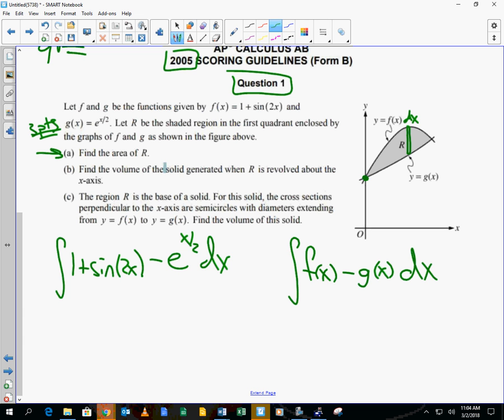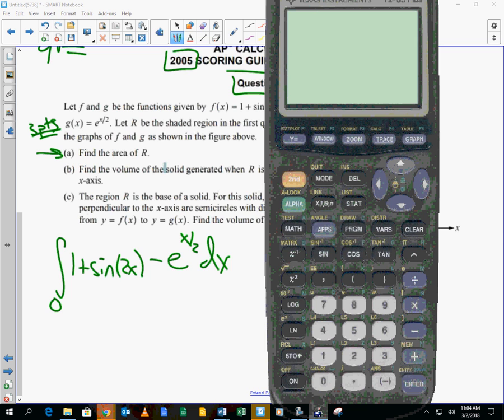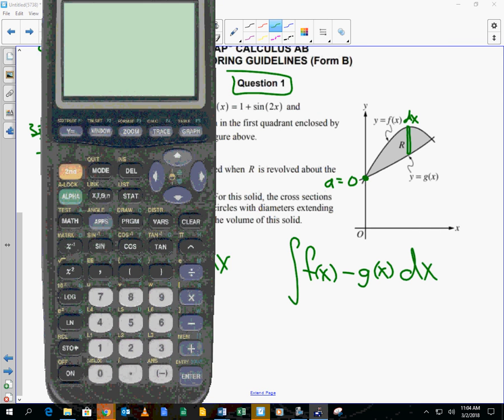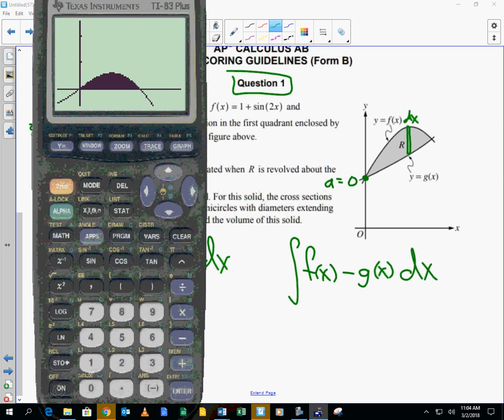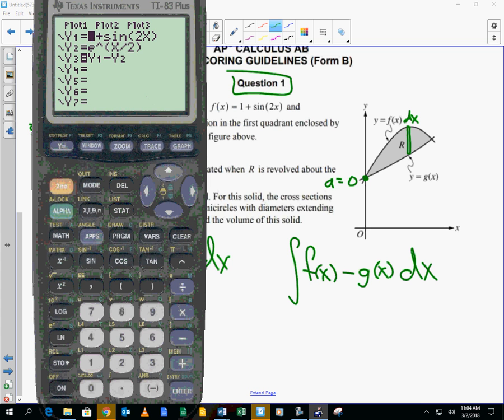So what do you think that bound is right there? It is 0, okay? So I'm going to put 0 here. And here I'm going to write, just to make a point later on, a equals 0. But how do we find that next one? This is a calculator problem. 2 of the questions on the test will be calculator problems. 4 will be no calculator. So what do you think I do? I want to find that intersection. Yeah, plug them into y.